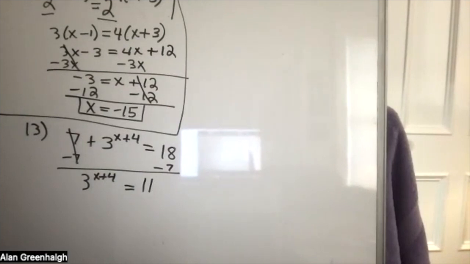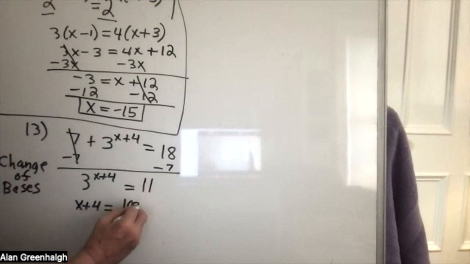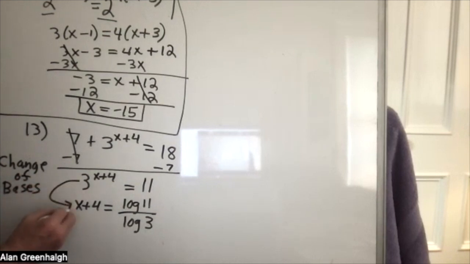Now, we discussed something on Monday called the change of bases. Let me write that down. Change of bases. And that tells us that this can be converted to x plus 4 equals the log of 11 divided by the log of 3. That is your next step. You go from here to here.